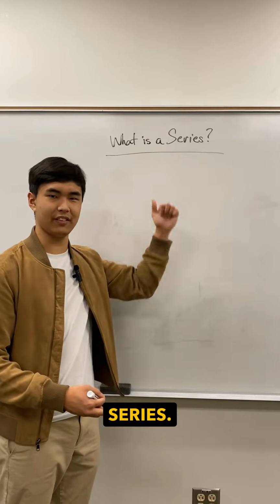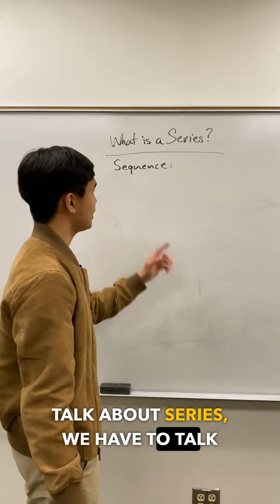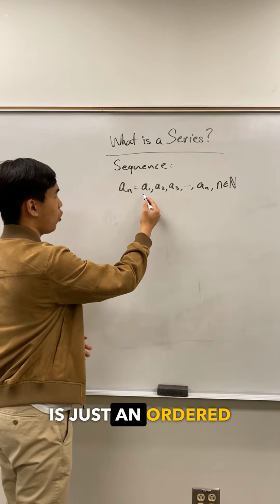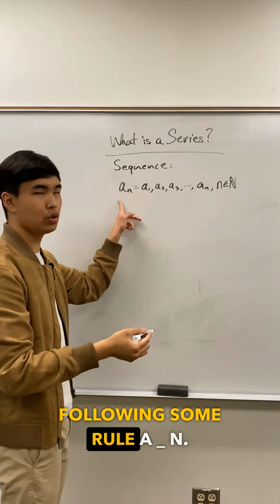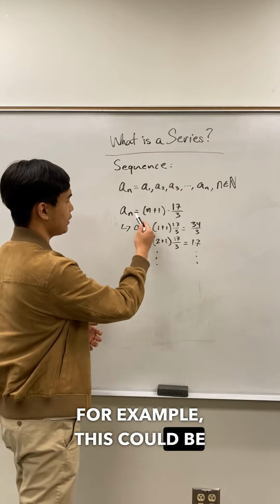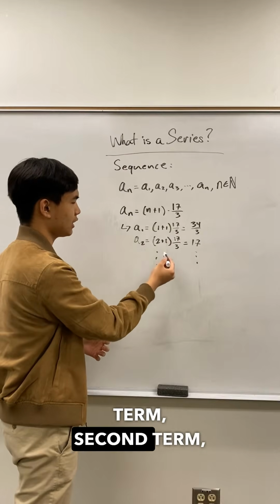Today, we're talking about series. But before we talk about series, we have to talk about sequences. So a sequence is just an ordered list of values following some rule A of n. For example, this could be the rule of a sequence. Here's first term, second term, and so forth.